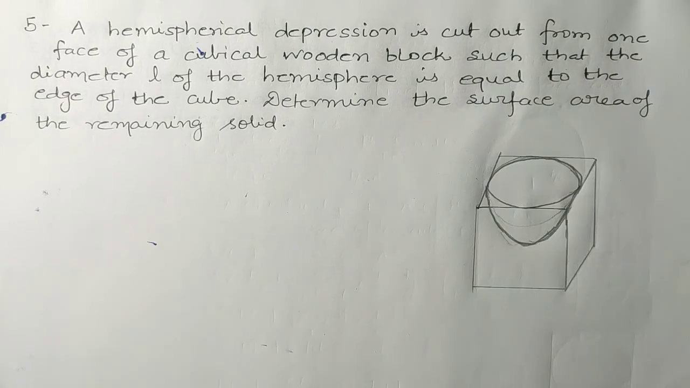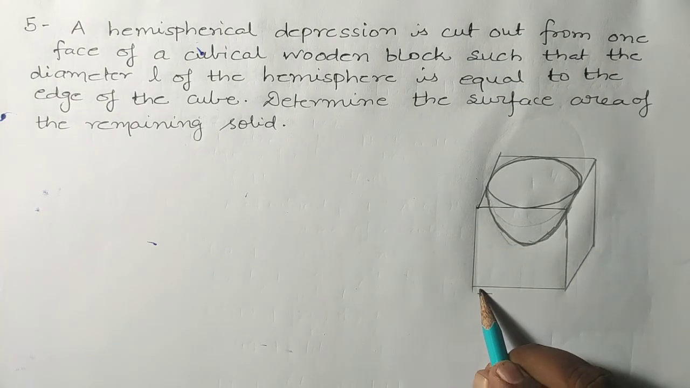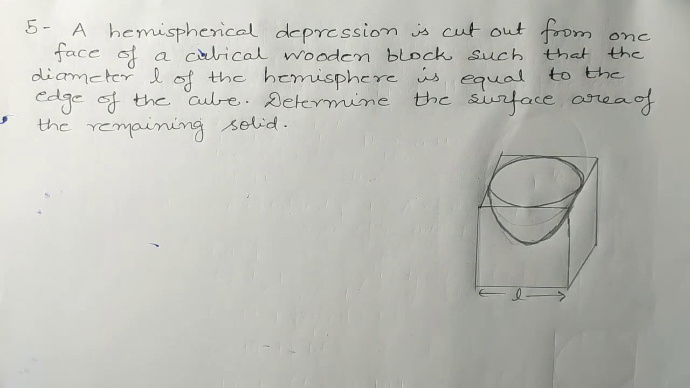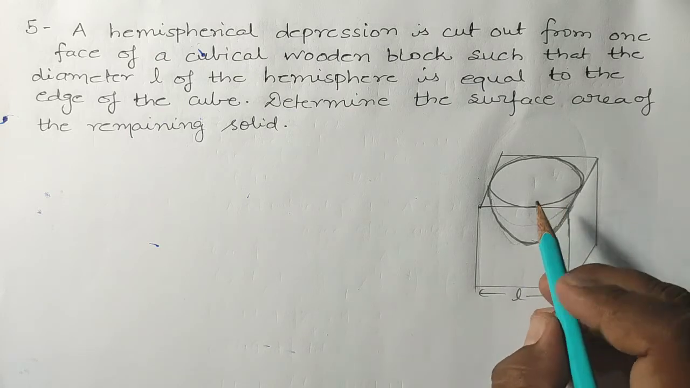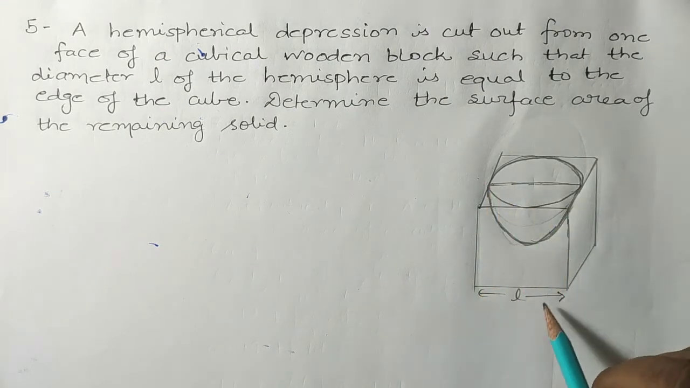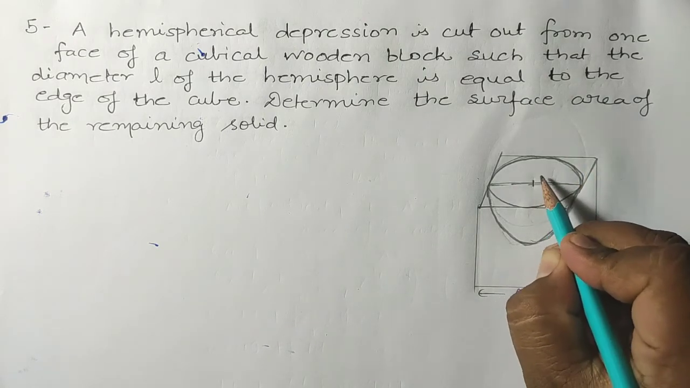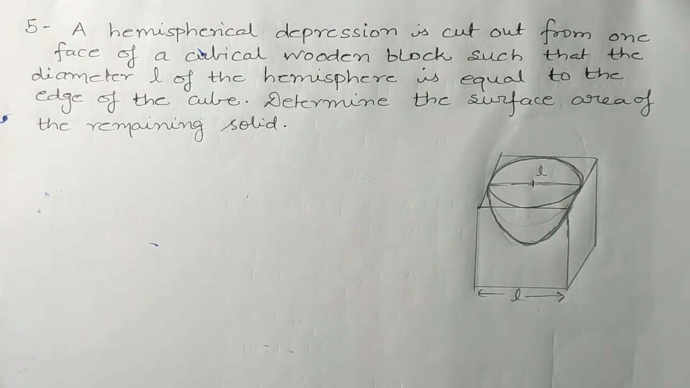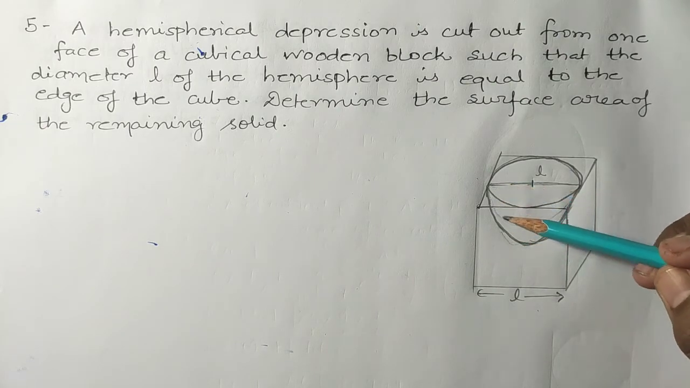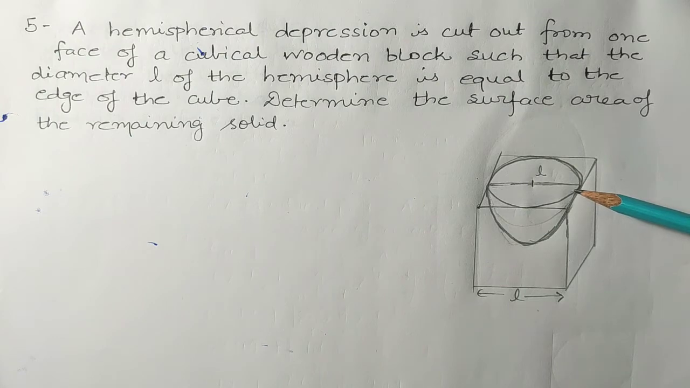Okay, see, this is a cubical block. Okay, and all its edges are equal to L centimeter. Or you can say in the question it is given that it is equal to L unit. Now the hemisphere of the same diameter, means equal to the L, its diameter is L, is hollowed out. Hollowed out means the depression is cut from this cubical block.